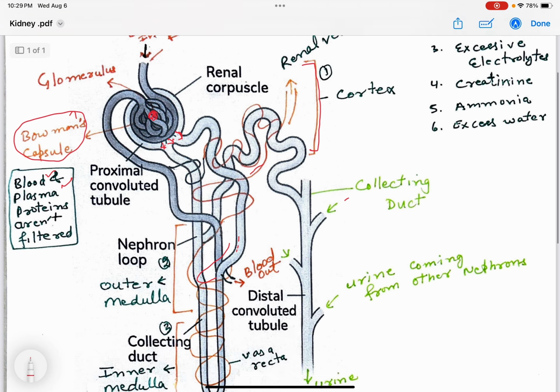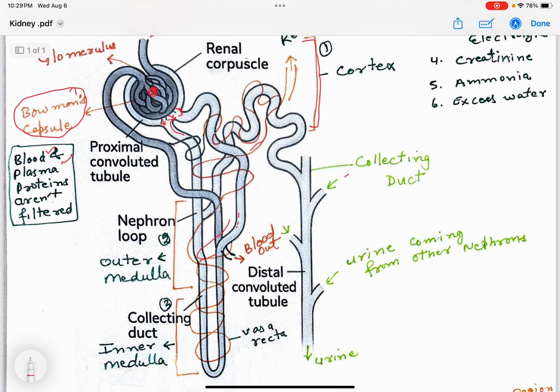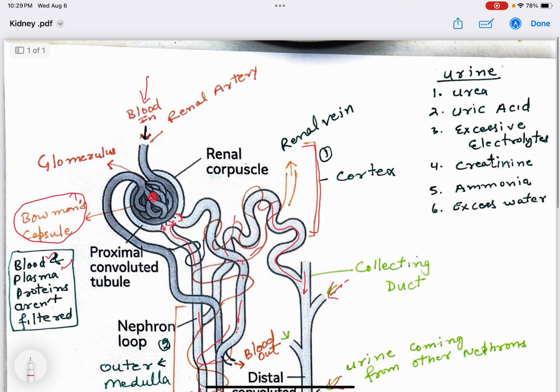Now the filtered stuff is going to go through this tube, and look at this tube going around and around, and finally it ends up in this collecting duct right here. There are other collecting ducts coming from other nephrons here. Okay, and that is where our urine comes out. The contents of the urine are mainly urea, uric acid, excessive electrolytes, creatinine, ammonia, and excess water. So these are the contents of our urine.